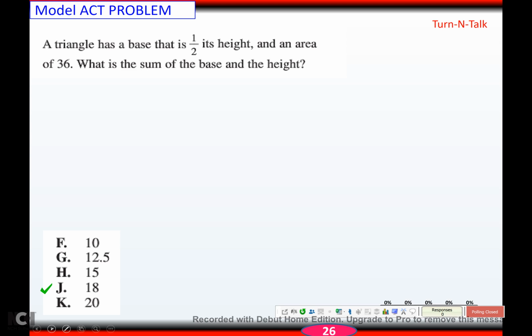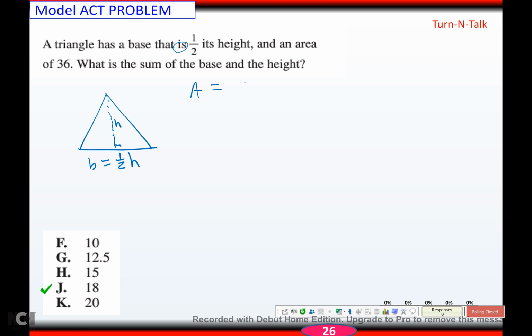Alright, and hopefully you got J. A triangle has a base. This base is 1/2 of its height. Notice that language. Of. You know what I mean? Of is your equal sign. Of is multiply. So this is h. And the area is 36.